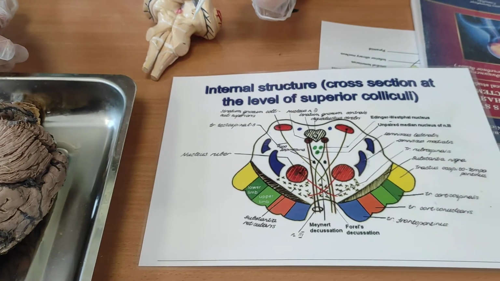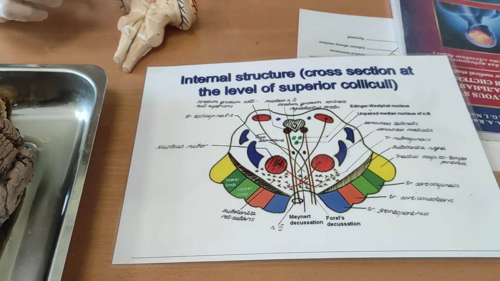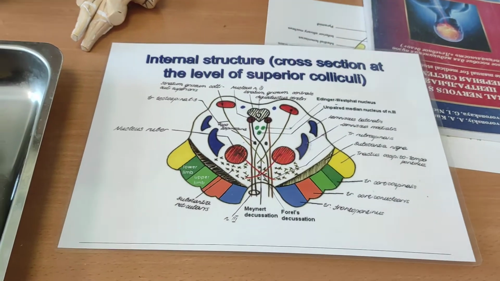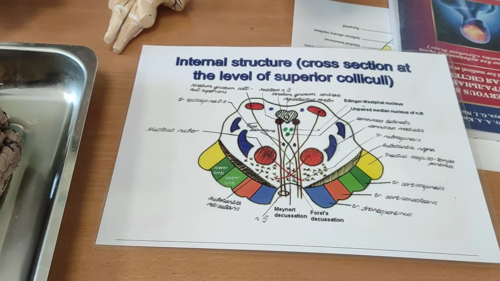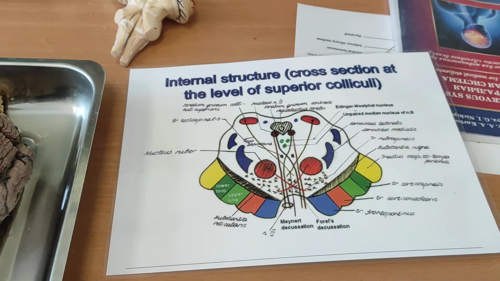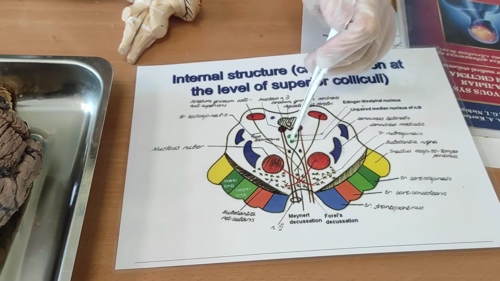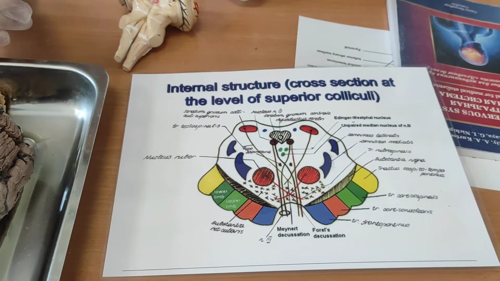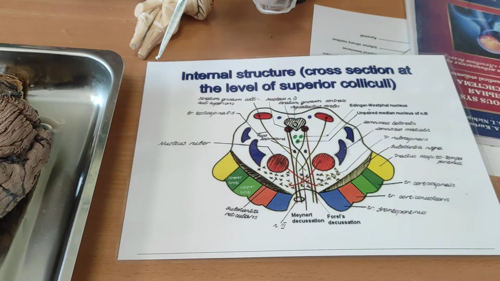Also, here there are nuclei of cranial nerves, the 3rd and 4th pairs. This cross-section is done at the level of the superior colliculi. At this level we can see the nuclei of the oculomotor nerve, the 3rd pair. The oculomotor nerve has motor nuclei and autonomic nuclei. The autonomic nucleus is the Edinger-Westphal nucleus. It regulates the diameter of the pupil and accommodation. We'll study that when we reach the organ of vision.